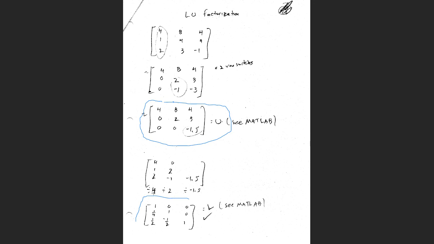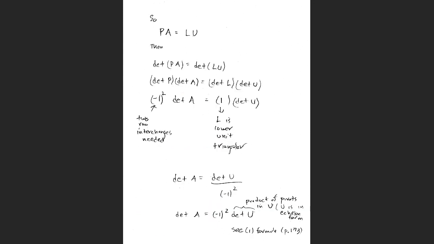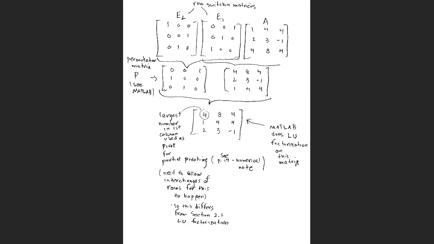So again, if you were to do LU factorization using the section 2.5 LU factorization, you would have a different U and a different L than what you see here. We are doing permuted LU factorization. So this is the L you would get, and this is the U you would get in MATLAB. And that would be accompanied also in MATLAB by this permutation matrix P.